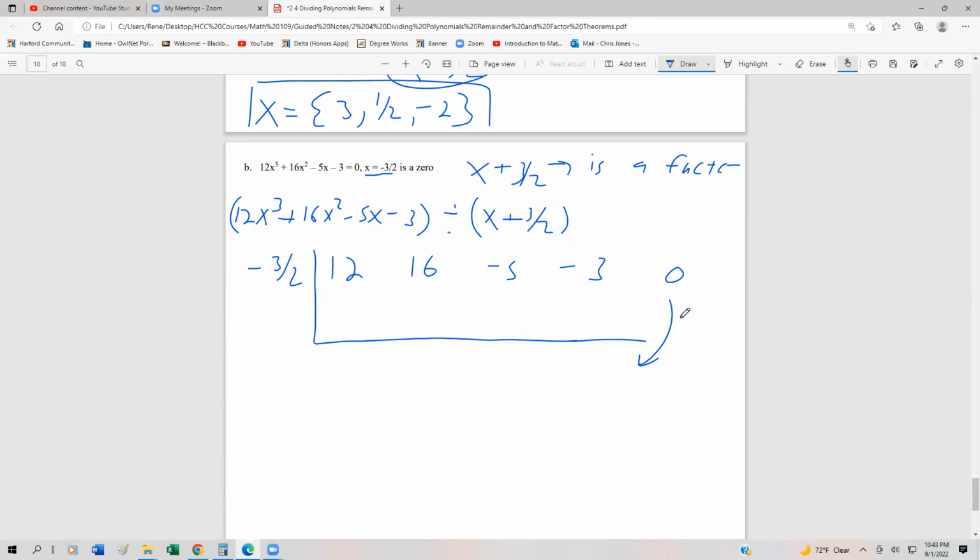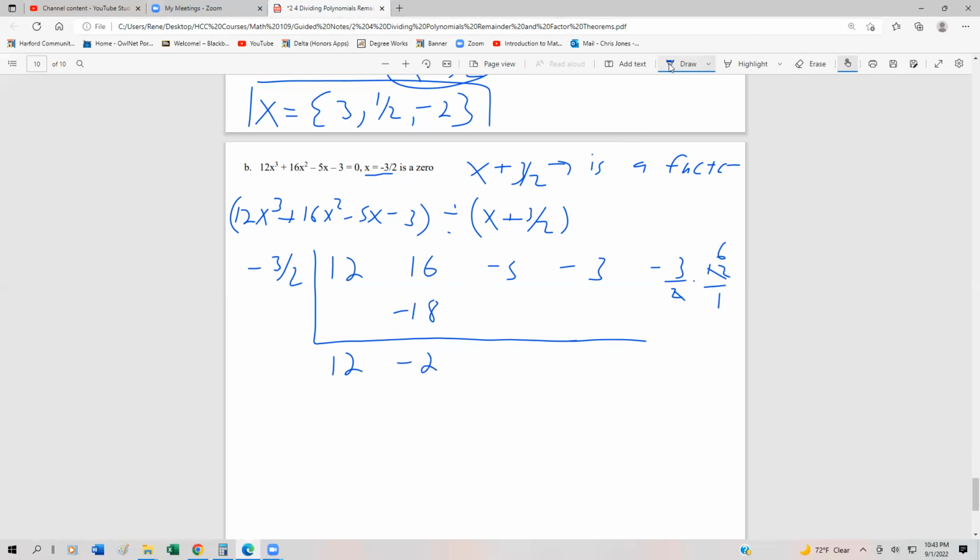We're going to drop down the 12, and then 12 times -3/2, we could certainly use a calculator to do that. Or another way to do it off to the side is we could just take -3/2 and multiply it by 12/1. We know 12 divided by 2 is 6. -3 times 6 is -18. Let me write that up here, excuse me. So this would be -18. 16 minus 18 is going to be a -2.